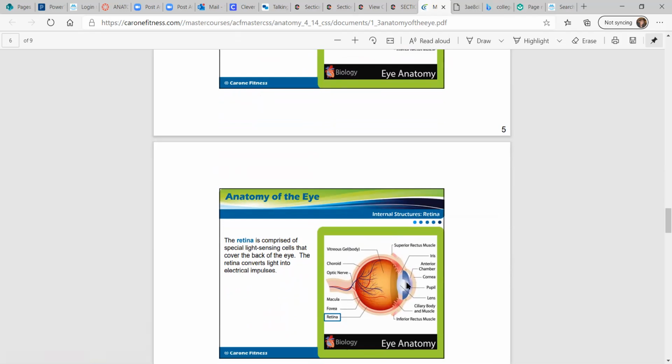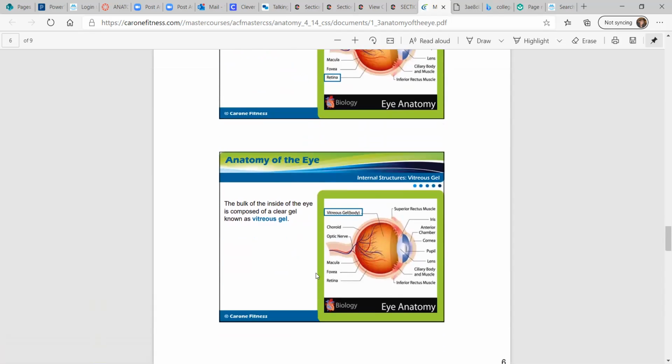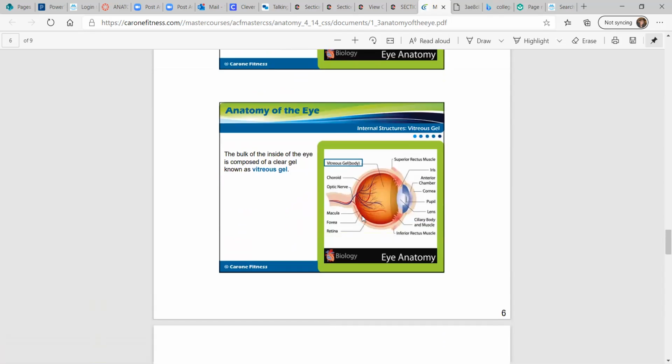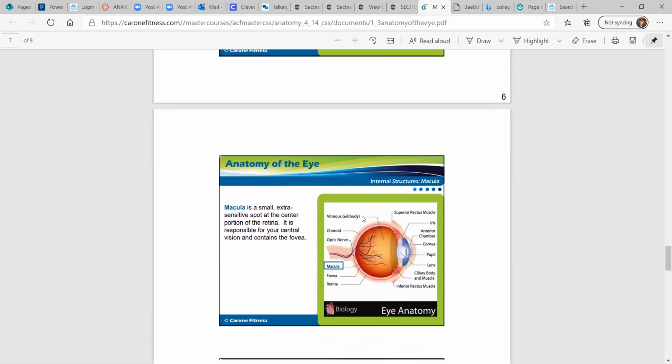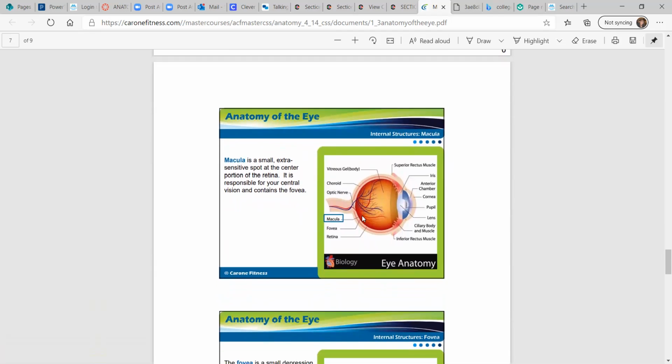So light, managed by the iris, how much light gets in. The retina takes that light and converts it into electrical impulses. Most of your eye on the inside is made up of this clear gel called vitreous gel. You see that? The kind of orangish part. It's all just jelly. Kind of weird to think about. But yeah, most of your eye is gel.